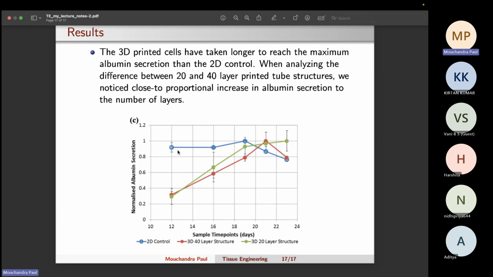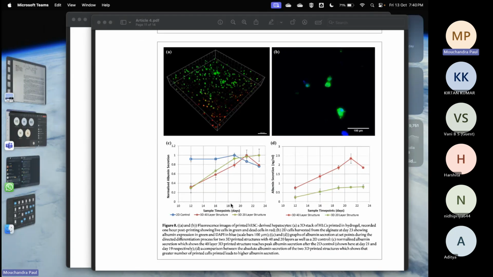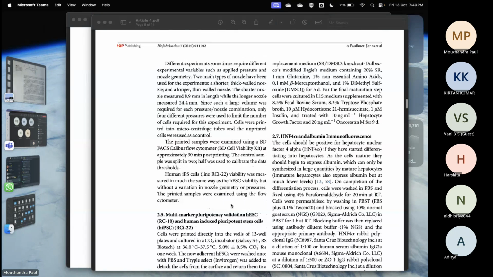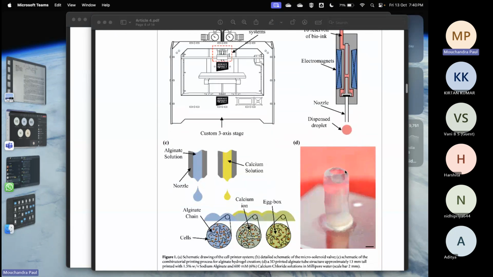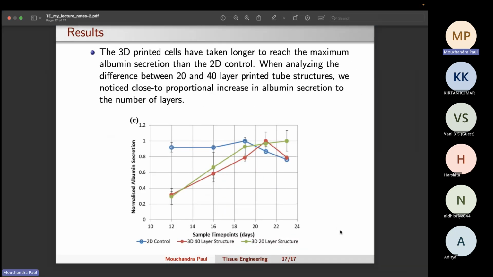So there are three samples they have compared. One is the 2D control sample where you don't use any alginate, only the cells and the media are printed. Then they have made two types of structures. One ring structure has 40 layers, a tube-like structure like this, with so many layers in it. One structure had 40 layers, another had 20 layers, so more volume and more cells.